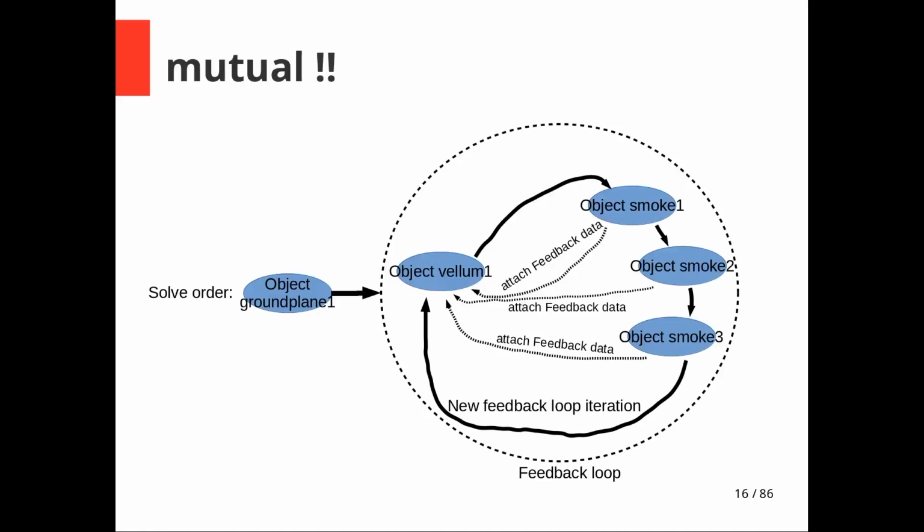The feedback loop will end if no more feedbacks were created during the last loop iteration, or obviously when that max feedback loops parameter is reached. The default value of 2 means there will be a maximum of 2 loop iterations in total, including the first solving of A and B without any feedbacks. This is the mechanism we will take advantage of to make vellum collide with smoke in a two-sided way.